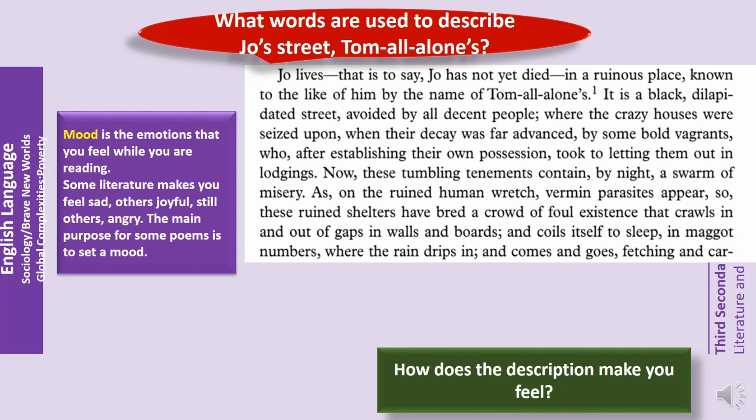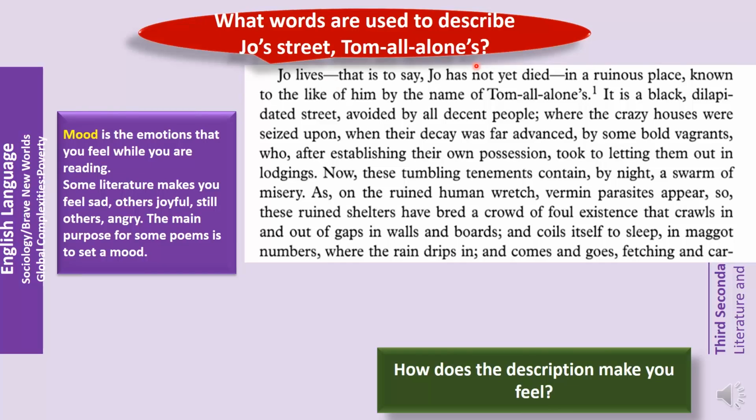We'll read this part to learn about mood. What is mood? Mood is the emotions that you feel while you are reading. Some literature makes you feel sad, others joyful, still others angry. The main purpose for some poems is to set mood. What words are used to describe Joe's street, Tom All Alone's?